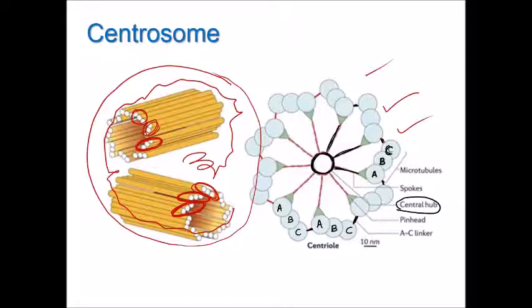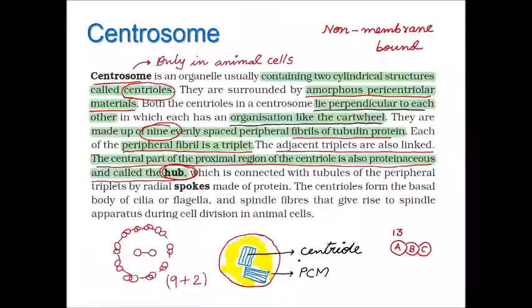Okay, so this is the structure of a centriole. Now, if you look at the structure, it looks somewhat similar to the wheel of a cart. That is why the structure is also known as the cartwheel structure. Because the structure resembles the wheel of a cart, this is also called cartwheel structure. The hub is connected with the tubules of the peripheral triplets by radial spokes, which are also made up of proteins.